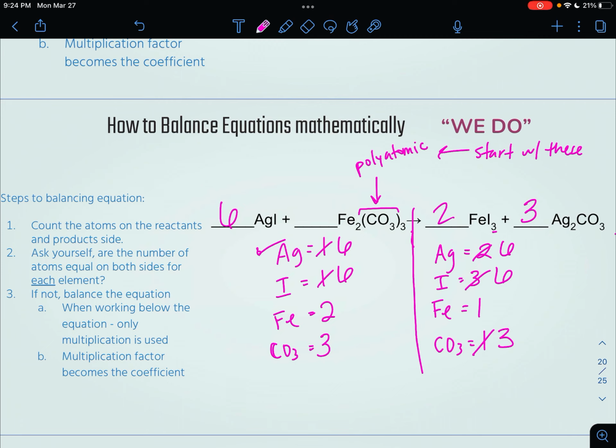And again, we have to fix the iron as well because the 2 applies to everything there. And then that fixed the iron. So now we have 2 on the left and 2 on the right. So in this case, everything is balanced. So we are all done. I can erase all of this extra stuff that I wrote out. And then remember, if you need to, you can put a 1 there, but typically we just leave that blank.